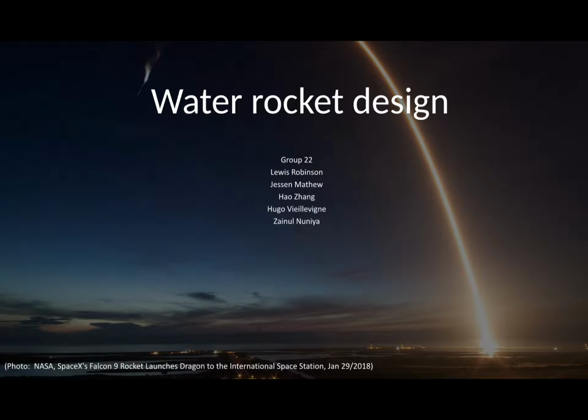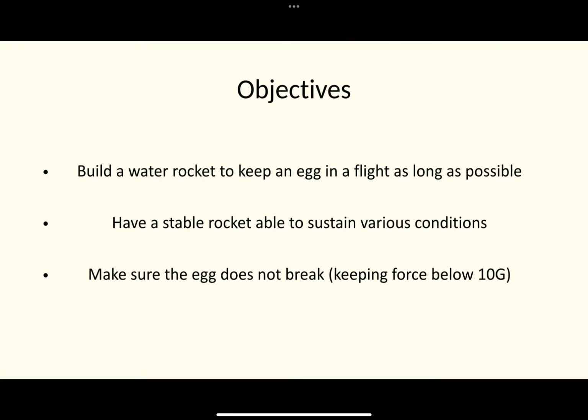This is Design Group 22's rocket video. Our first aim is to be able to launch a water rocket housing an egg. Next is to be able to keep the egg in flight for the longest possible time, to be able to sustain various uncontrolled factors, as well as to make sure the egg does not break.